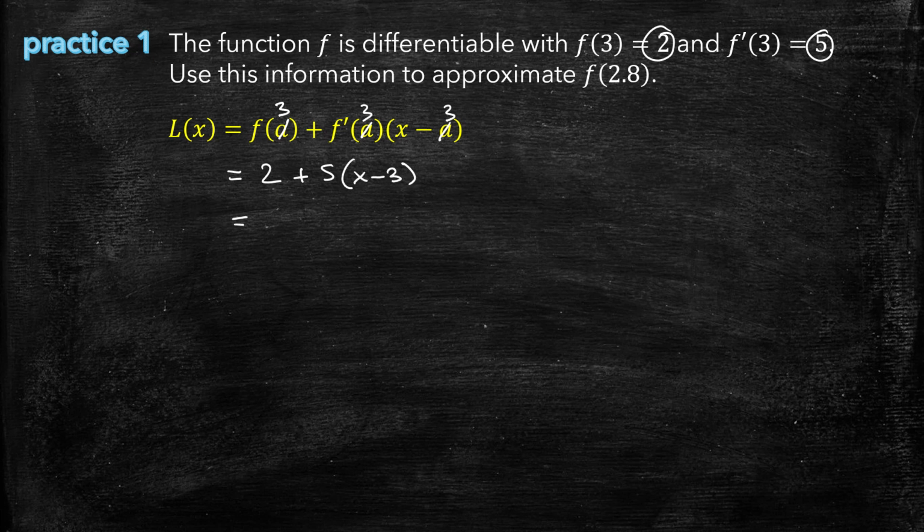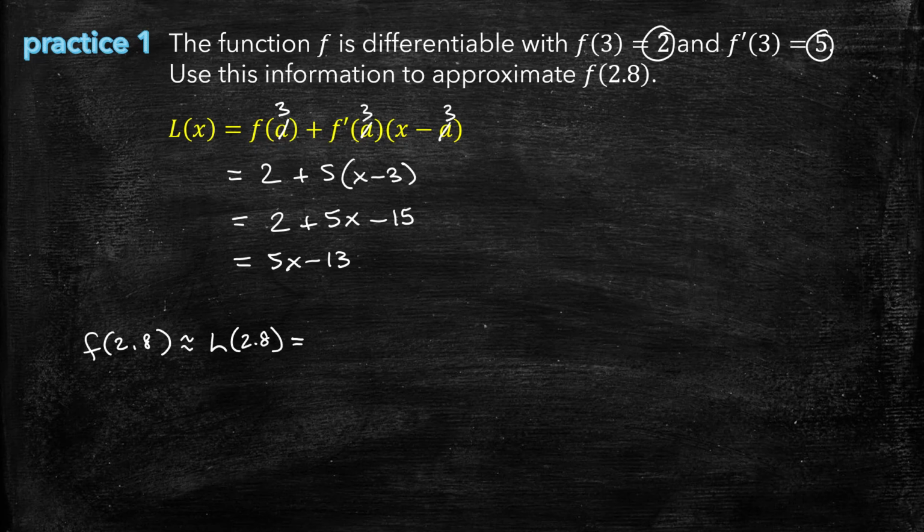Sometimes people actually just distribute and simplify, so let's do that one time here, minus 15, so that will equal 5x minus 13. And now we are approximating f of 2.8, so it's important to put approximately. That will be approximately equal to whatever we get when we plug 2.8 into L. And that says to take 5 times 2.8 minus 13, and the answer comes out to be 1.